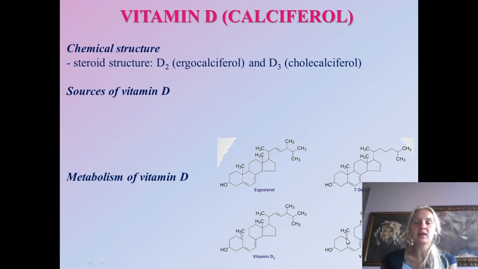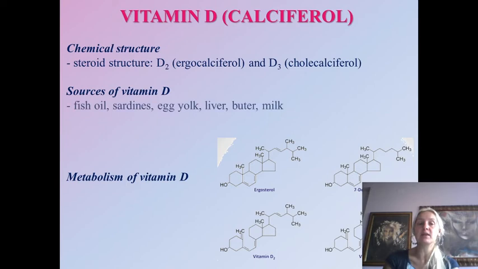In vitamin D3, the second six-membered ring is open as well. So those are just slight chemical modifications, and other parts are pretty similar to the molecule of cholesterol. And let's follow the same pattern that we did for vitamin A previously. So let's name some main dietary sources of vitamin D. And again, as I have already mentioned, animal origin food predominates with vitamin D. So fish oil, sardines, egg yolks, liver, butter, milk. Sources which are rich in vitamin A are rich in vitamin D as well, obviously.